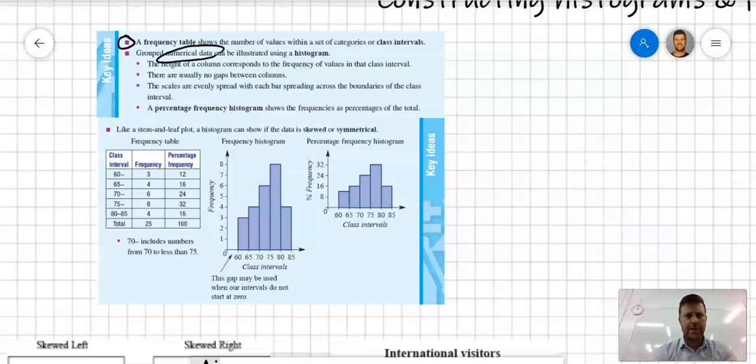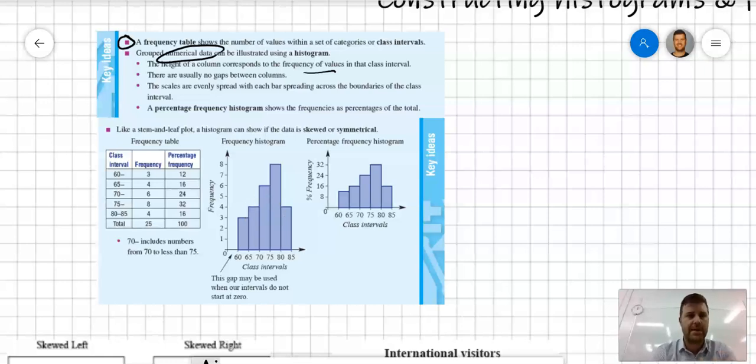So essentially the height of the column corresponds to the frequency of the values in the class interval. So the higher the columns are, the more data in that particular class interval. We'll look at what a class interval is in a minute. There's usually no gaps between the columns, so you can see here there's no gaps in between these columns, and that's the difference between a histogram and a column graph.